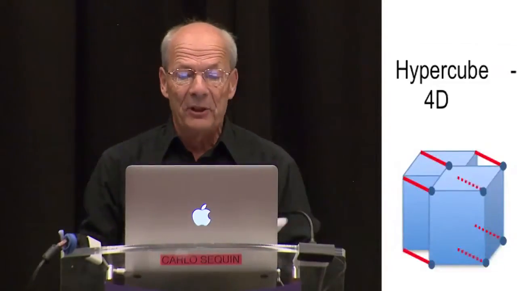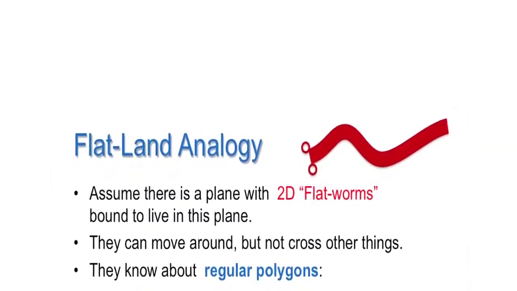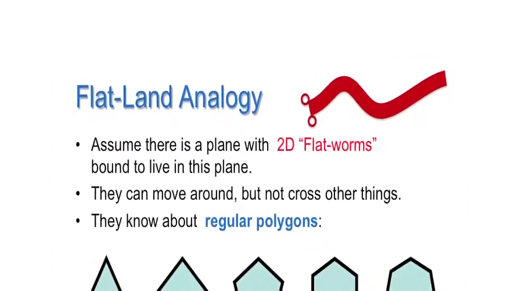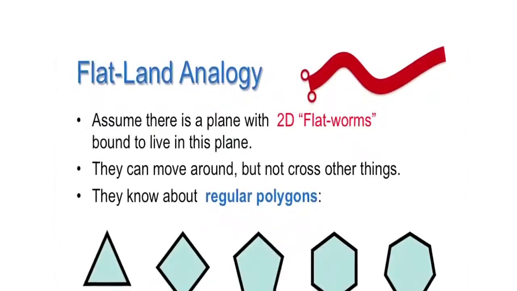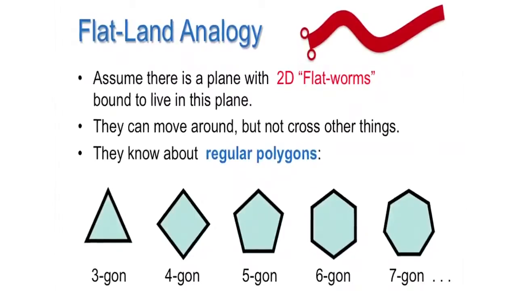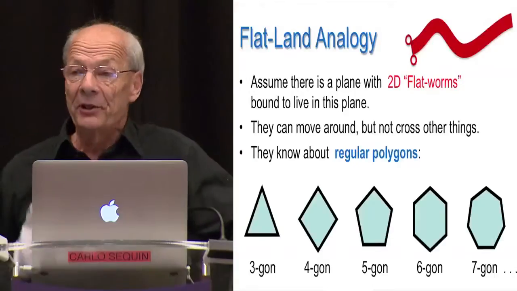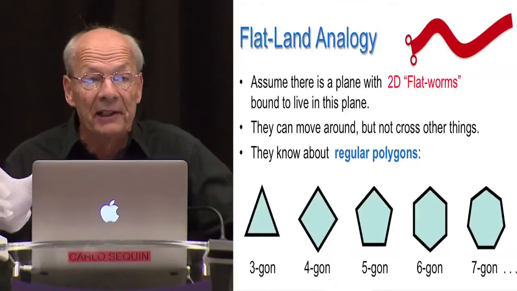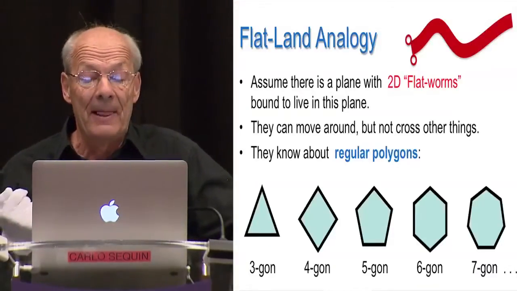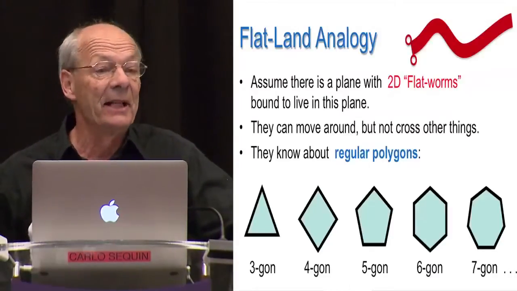Okay, and maybe you can understand why this is difficult by an analogy, by looking at flat land. Let's assume for the moment there's a plane, and in that plane there are these 2-dimensional worms, and they're bound to the plane. They can only move in the plane. They cannot cross each other or any objects. However, they're mathematically smart, and they know about regular polygons, even though they cannot see them the way you can see them, because they can only walk around them, measure their length of the sides, measure the various angles, make sure that all of them are the same, and then they understand what a regular polygon is, and now they can see it in their minds.